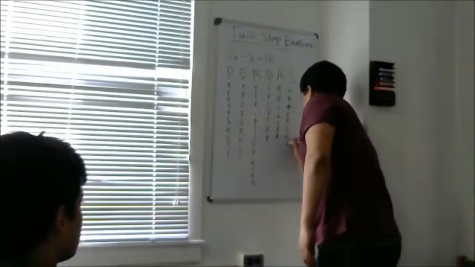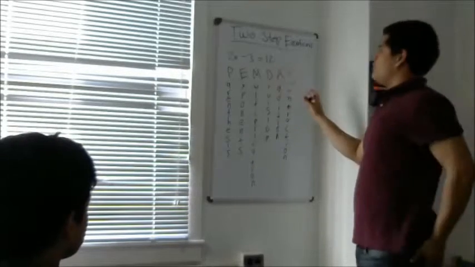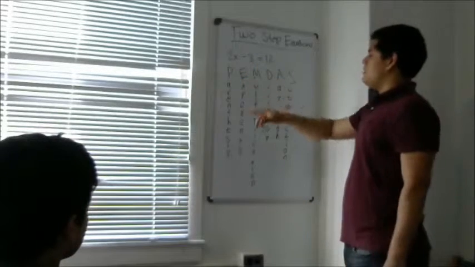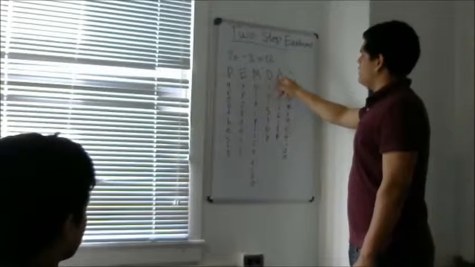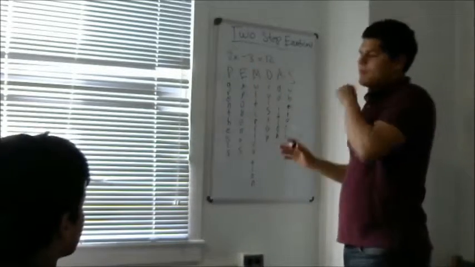Okay. So we follow the rules of PEMDAS, which means that you start with your parentheses, then you move on to your exponents, then you multiply everything, then you divide everything, you add and subtract everything after that. And you go from left to right.